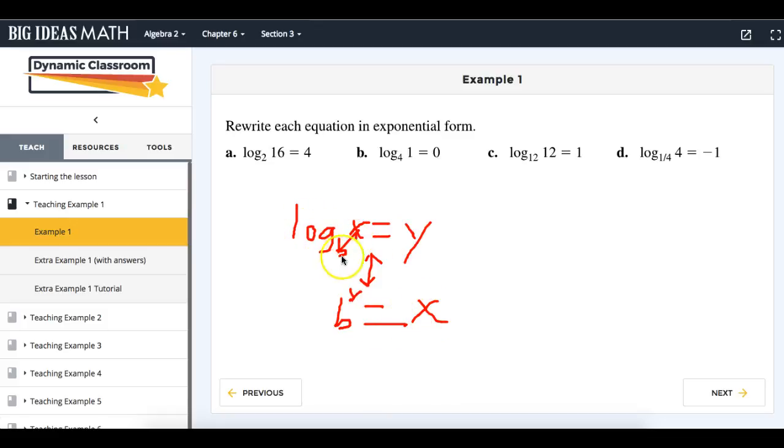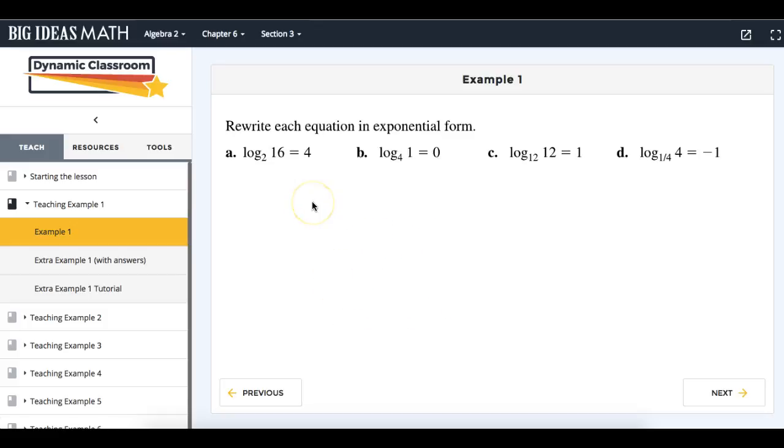So again, we keep our base the same. So instead of log base b of x, we have b to some exponent, and we just switch these two values. So our y comes to this side, and our x goes to the other side. So b to the y power equals x. So again, all we're doing right here is rewriting an exponential form as a log function. And in this one, we're rewriting a log function in exponential form.